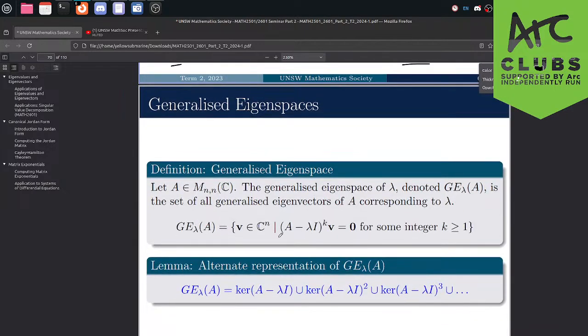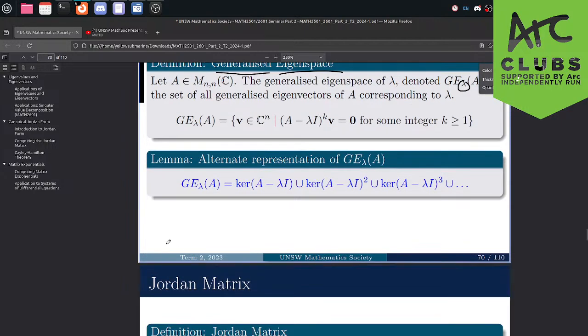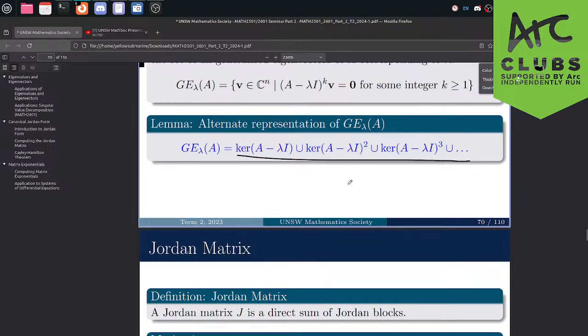Okay, so generalizing the notion of an eigenspace, we get the generalized eigenspace. As you might guess, it's just the vector space of all generalized eigenvectors which correspond to this eigenvalue here. Here's another way of writing it. Technically, anything in the kernel of this is going to be in the kernel of this, and so on. The kernel of this is going to contain elements of this. So really, you don't need these parts, but it's worth noting anyway.